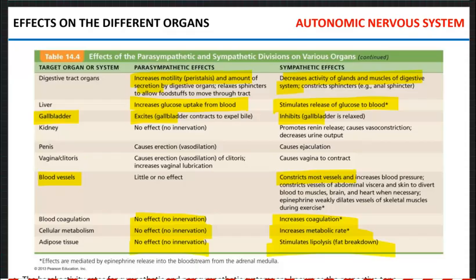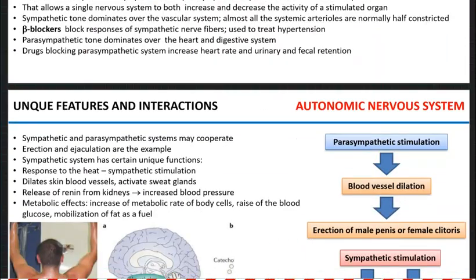And then there's sympathetic stimulation, which stimulates contractions of the ejaculatory duct, and that causes ejaculation. In females, it stimulates vaginal contractions, which are important to help sperm get where it needs to go. Okay? Does that make sense?